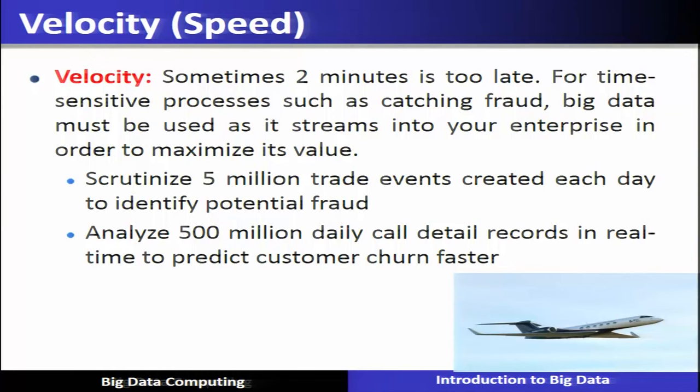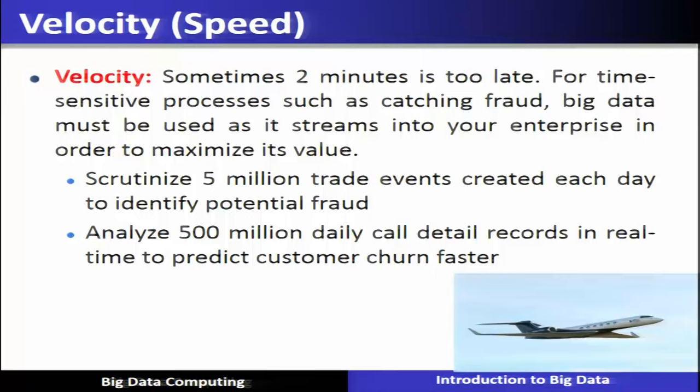For example, if you want to catch fraud in an online transaction, then the entire transaction has to be analyzed and detected, whether it is a fraudulent transaction or a normal transaction, at that speed. So, big data must use stream data in this scenario. So, velocity is the stream of data flowing out of the applications, which needs to be analyzed and used in applications.